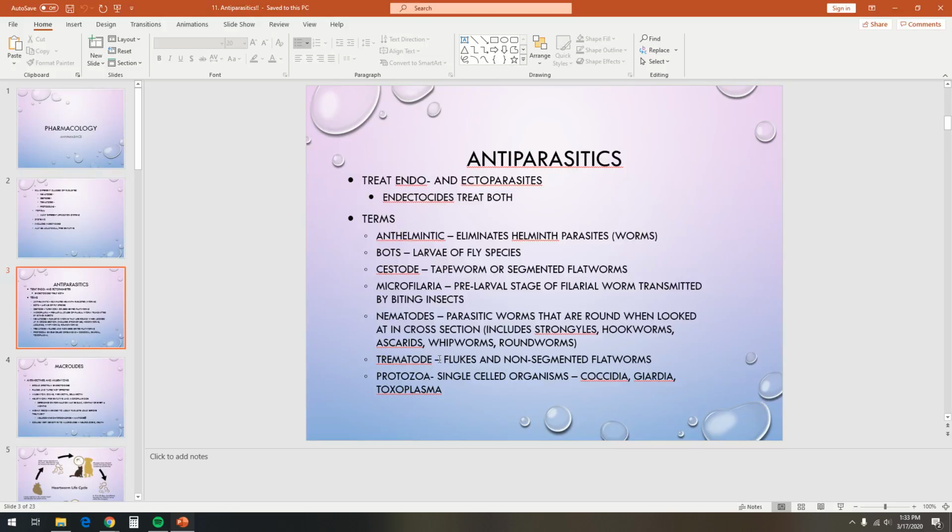Trematodes are going to be called flukes, and they are non-segmented flatworms. Protozoa, again, are single-celled organisms, which are Coccidia, Giardia, or Toxoplasma gondii. Again, a lot of these we'll talk about in the lab class, which is VTA 130. This is just a brief introduction into that.